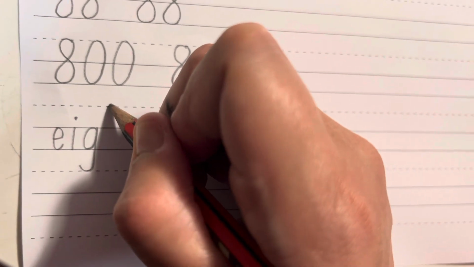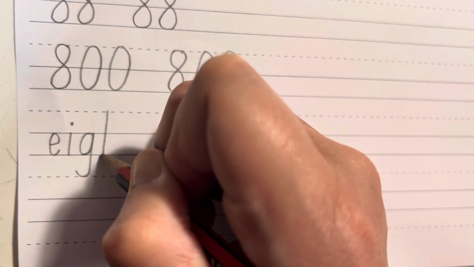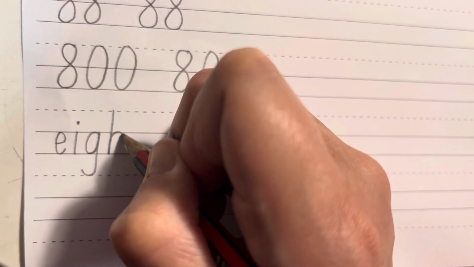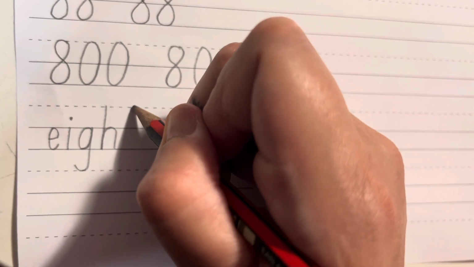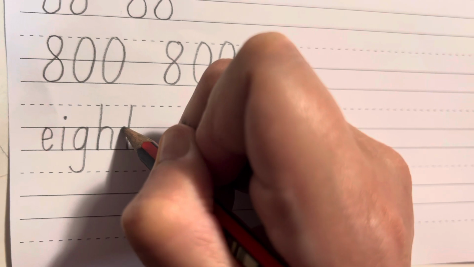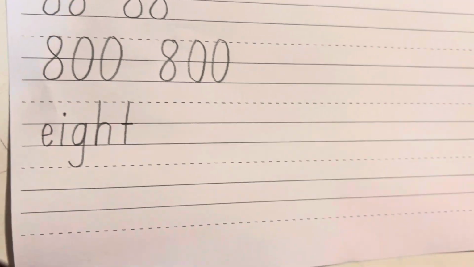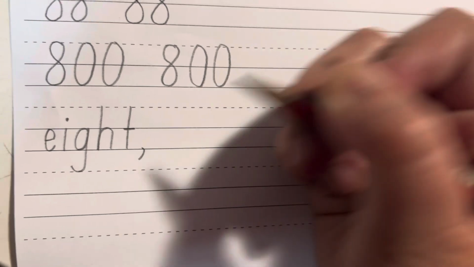And then we have lowercase h, starting nice and tall on the dotted line, down and up, around and down. Then we have another tall letter, which is the letter T. We're going to start from the dotted line, going down all the way down to the bottom line and cross on the top solid line there. 8. You can start.